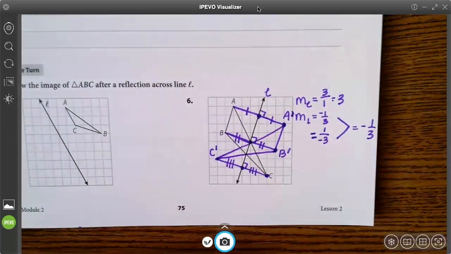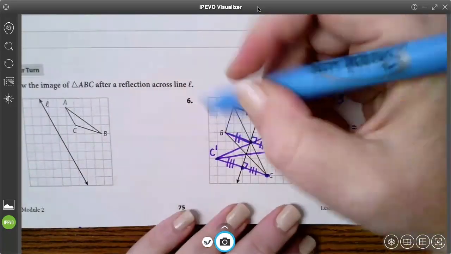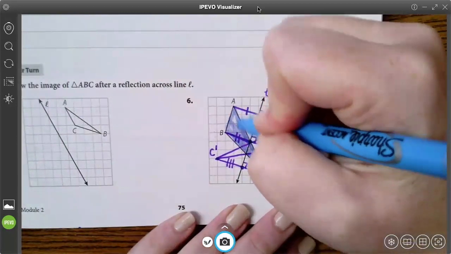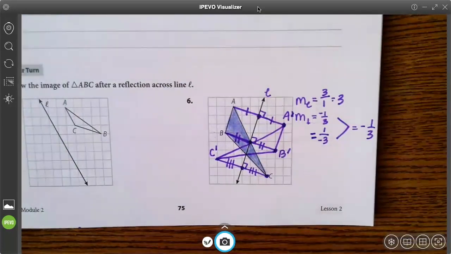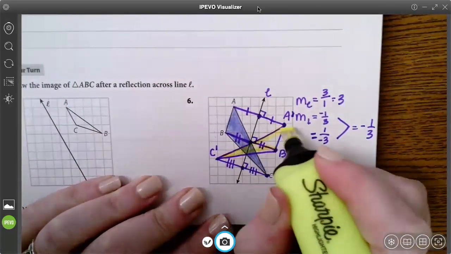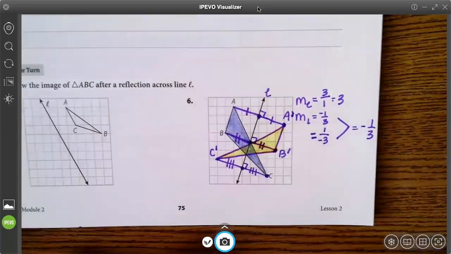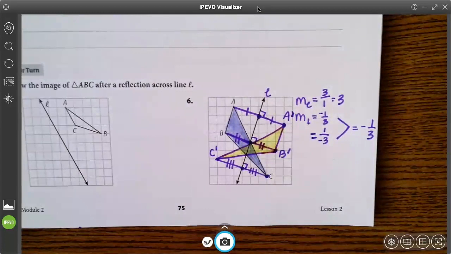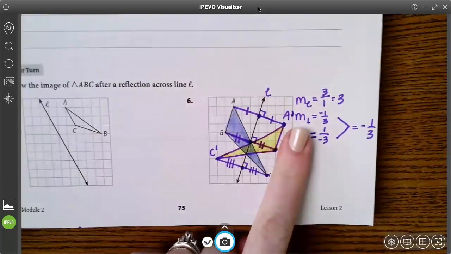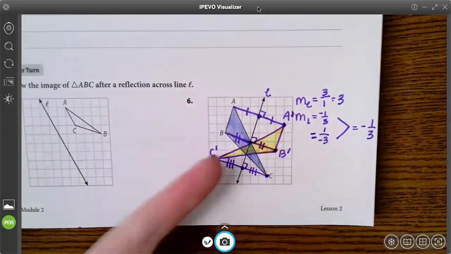Okay, so let's just shade that in because this looks really complicated and really busy. Our first triangle was right here. Our second triangle is the one that we have drawn. Mine is in purple. Yours might be a different color. Okay, so when you shade it in like that, you can see a little bit better how this is a reflection. We took A and B and we flipped them over to this side. We took point C and we flipped it over to this side.